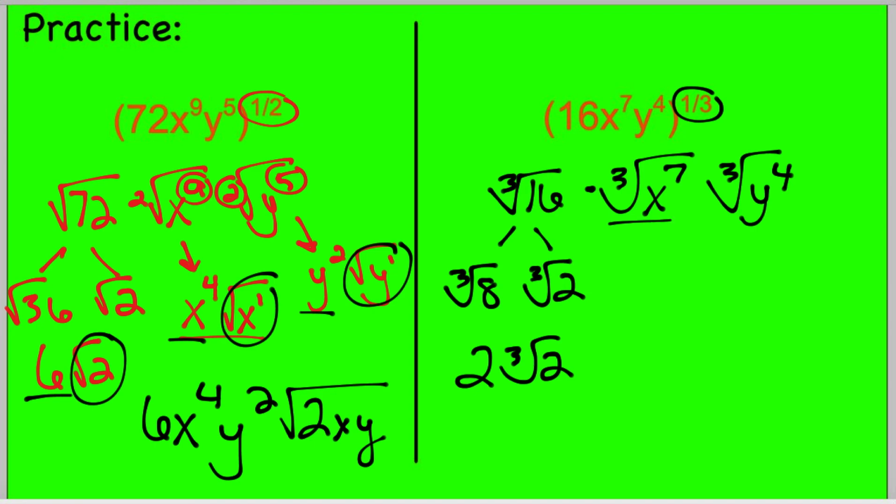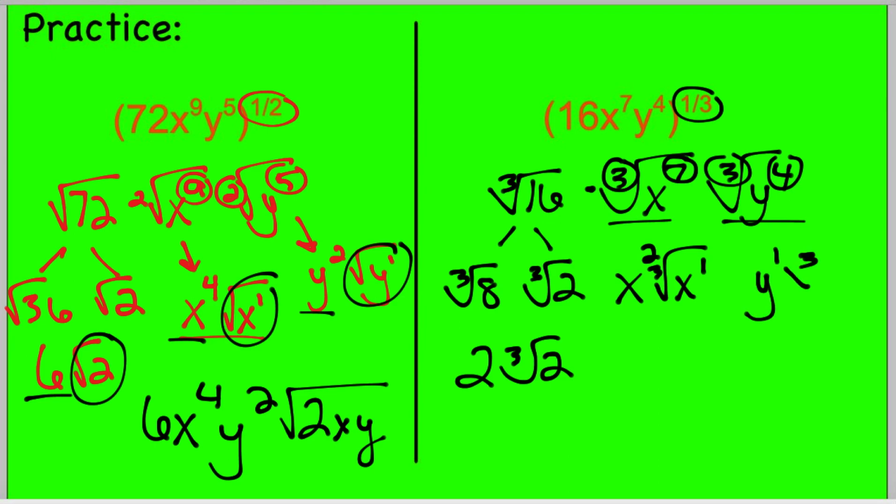Now, when I go to the variables, it's a little bit different, right? I'm looking at how many times the index goes into the exponent. So 3 goes into 7 twice, so it's x squared, right? x times x, that comes out. And then there's 1 left over, right? So that would be a cube root, right? Because if it's a cube root problem, it's always a cube root. And then with the y, same thing. 3 goes into 4 once, so y to the 1, and then there's 1 left over. There's like a remainder of 1, so that's going to stay in the radical.